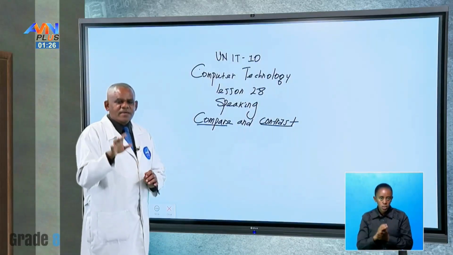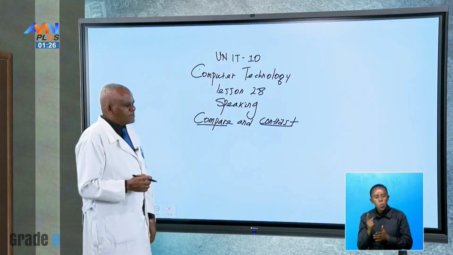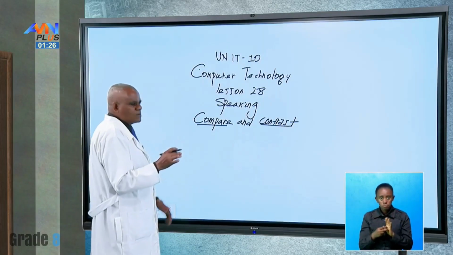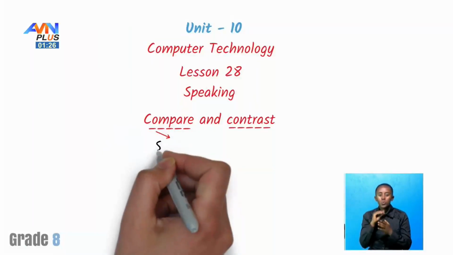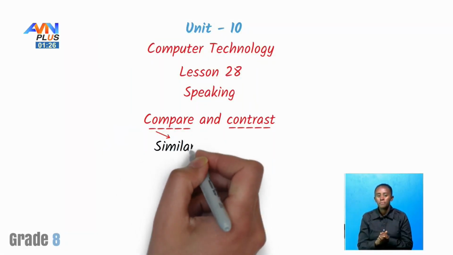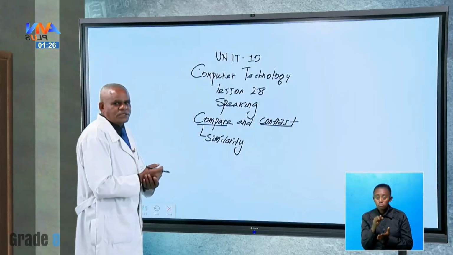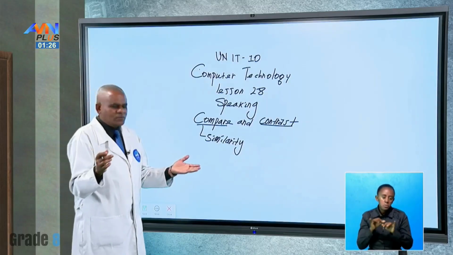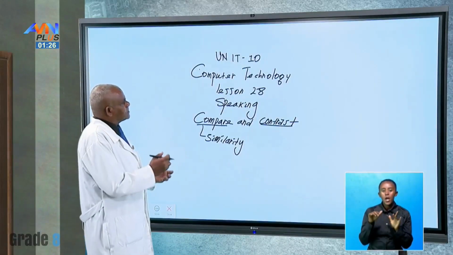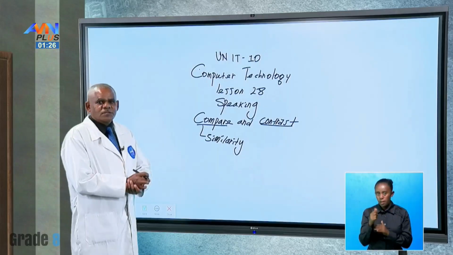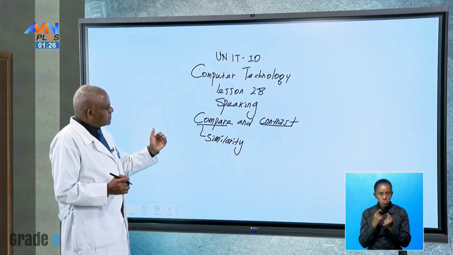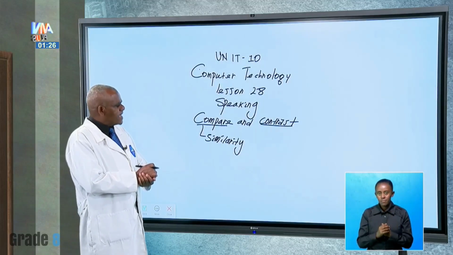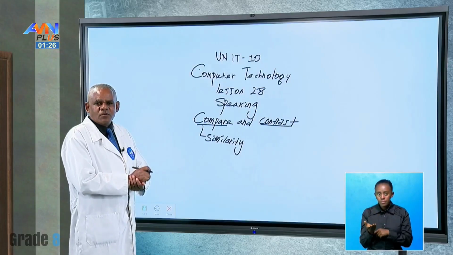Compare and contrast. What do you mean by compare? Come on, students. Compare is used if you want to talk about similarity. Similarity of what? Similarity of situations, ideas, and different issues. So for computer technology, Unit 10, Lesson 28, speaking, we have to talk about how to compare things, events, and situations with different kinds of comparative words or expressions.